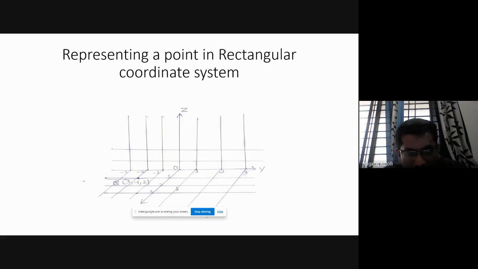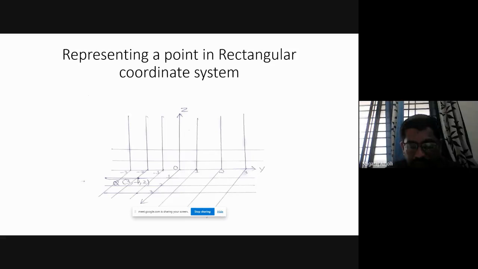First move by 3 units here, that is x, then minus 1, then 2 units towards the positive z direction. So this is 1 unit, this is 2 units. So I'll end up here. This is 3 comma minus 1 comma 2. Fine. Are you following here, students? Yes, sir. Any doubts here?